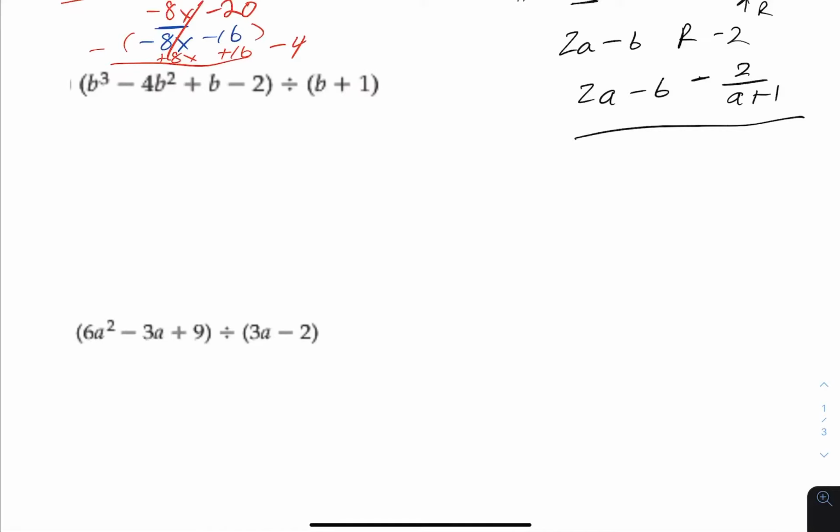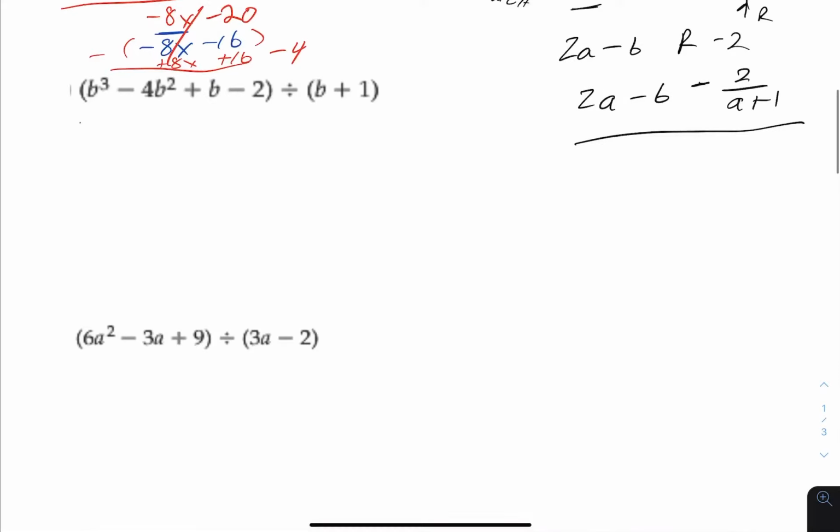Synthetic, I guess. So let's do synthetic division on this one. I have all the terms there, so let's write it like this. 1, negative 4, 1, negative 2. Now we might have to put it in order, and we lucked out that it does go down in order. First term is always bring it down. Last one's always a remainder. Since it's b plus 1, we're going to use negative 1.